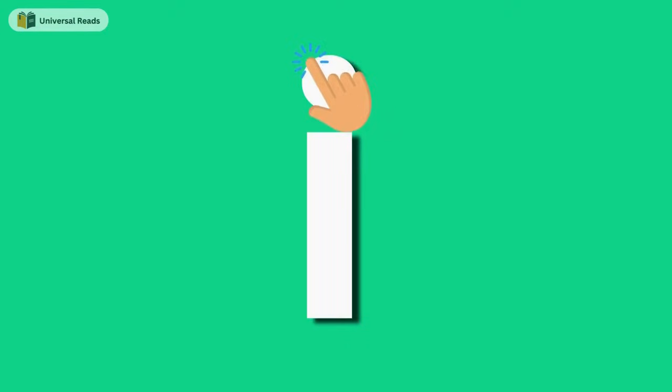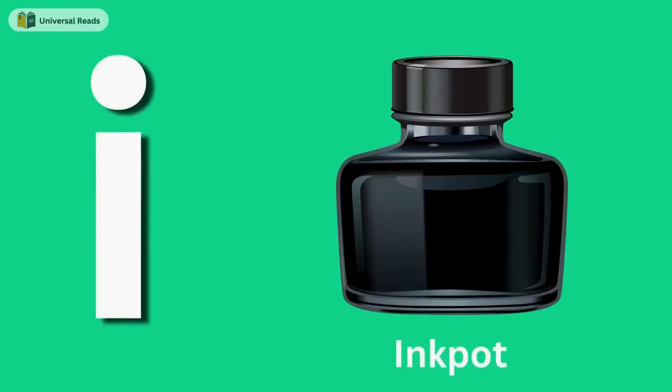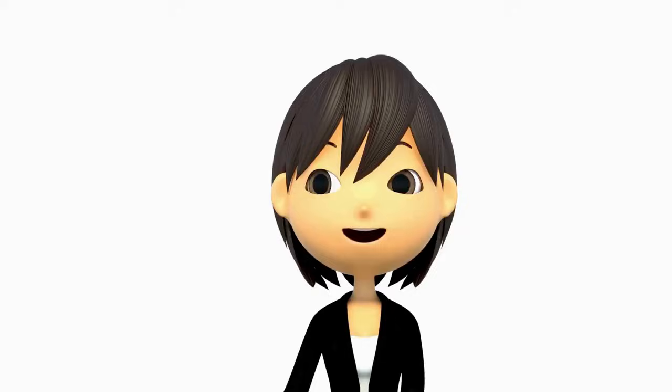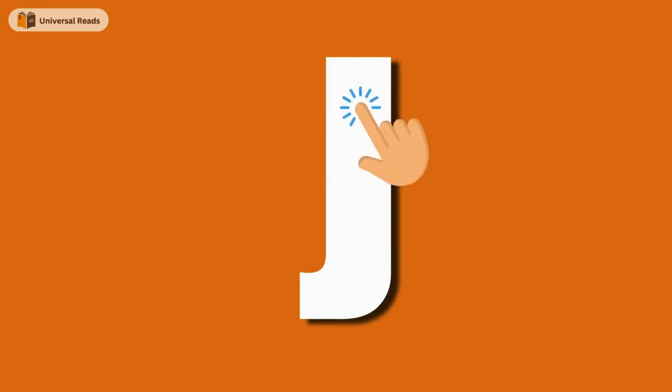Trace the lowercase letter I. I for ice cream. I for ink pot. I. Keep learning, keep smiling. J.